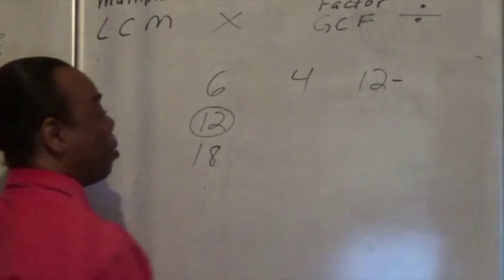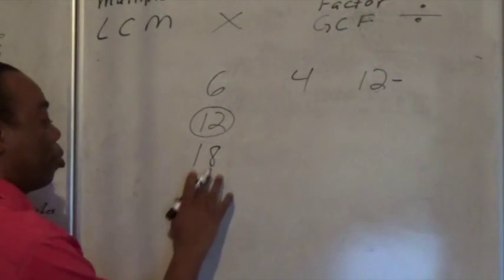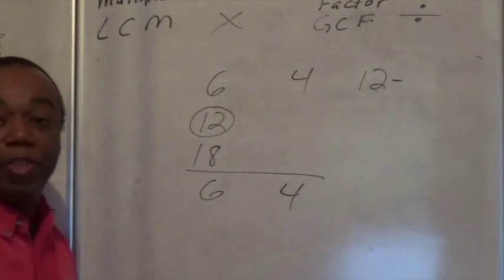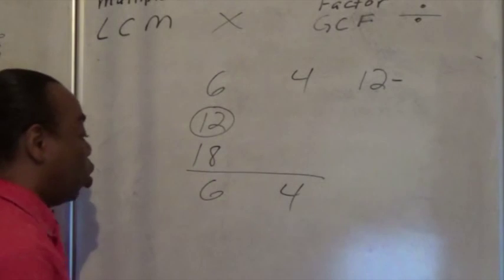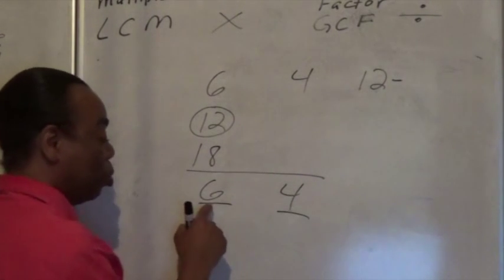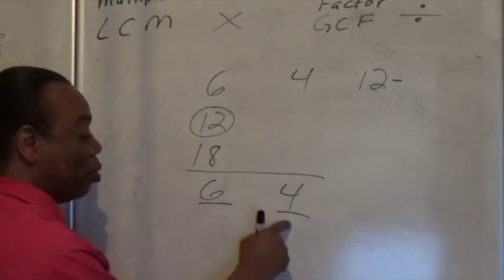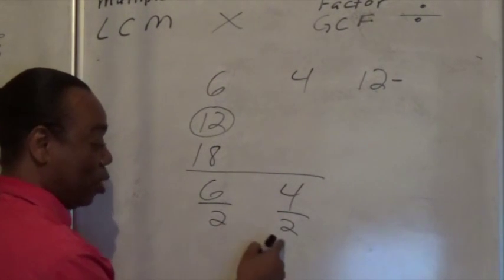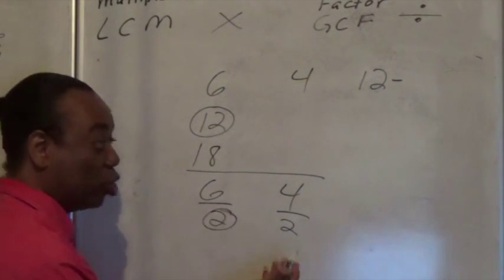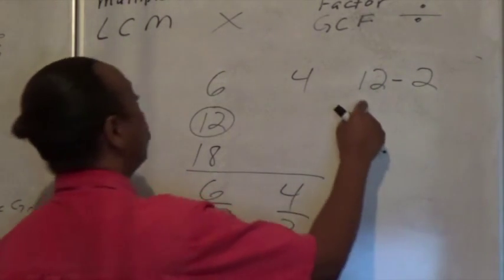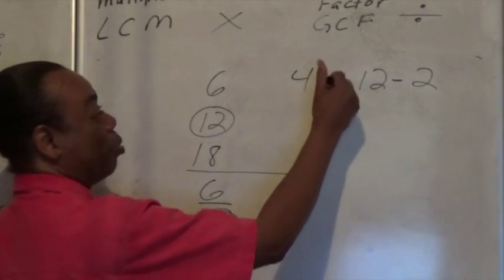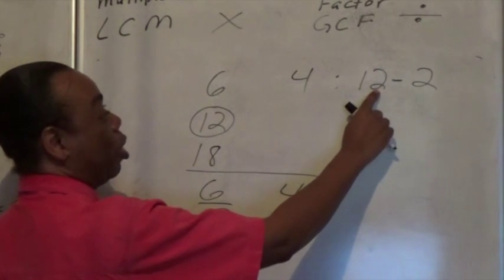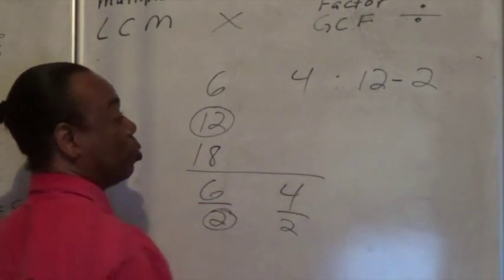Now, the greatest common factor. Let's start again with 6 and 4. For this one, I think about division. What's the greatest number I can divide into both 4 and 6? That would be 2. 2 can be divided into both. Therefore, it's 2. So for 6 and 4, the LCM is 12, and the GCF is 2.